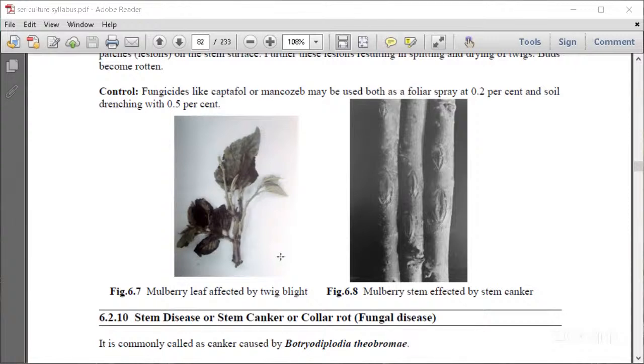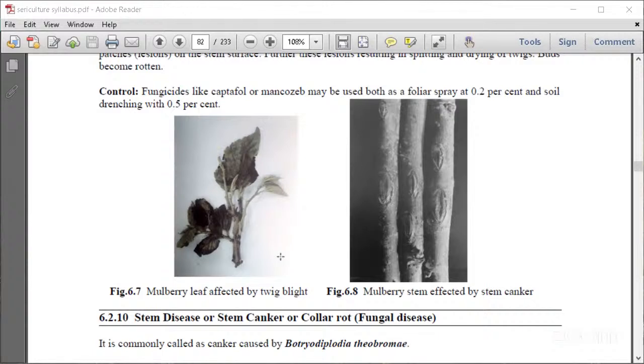What are the controlling measures? Fungicides like captafol and mancozeb may be used as a foliar spray at about 0.2 percent and for soil drenching at 0.5 percent.